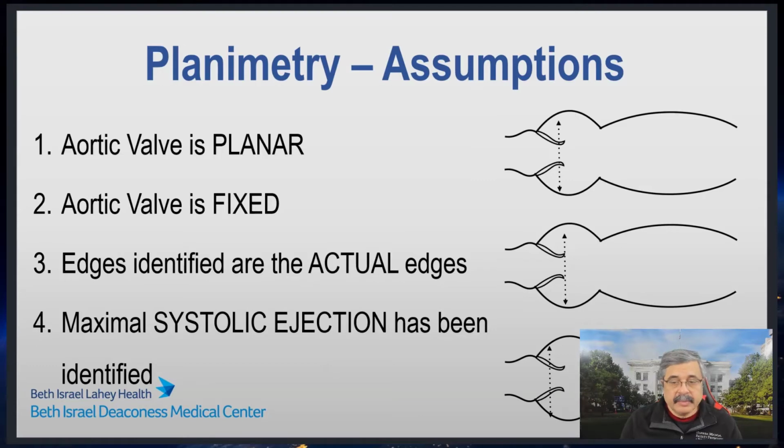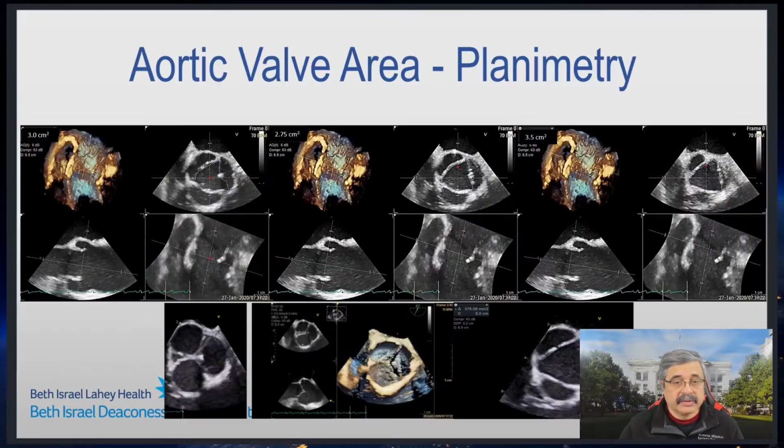Now, the assumptions inbuilt into this are that the aortic valve is planar. Well, it is not. The aortic valve is fixed. Well, it does not, because it does move with the translational motion of the heart. And the edges that we have identified are the actual edges of the aortic valve, as you can see in the graphic animation on the right side. When we cross-section, the projected area will appear as an edge when you look at it. And finally, that the maximum systolic ejection phase has been identified. These are the four major assumptions of it.